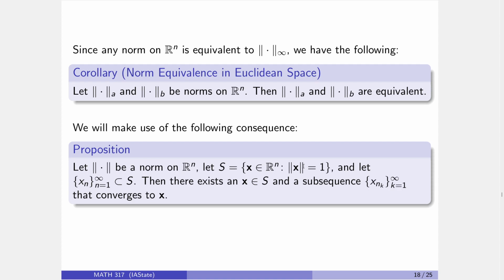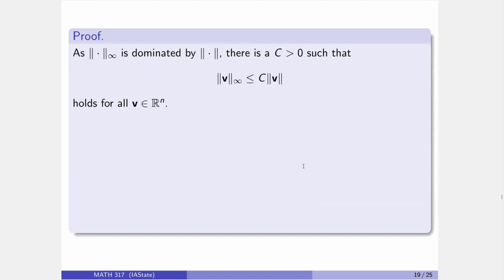Alright, and as always, when the math gods let us prove something, they want us to use it, so let's go ahead and use norm equivalence in Euclidean space to get an upgrade of our one result that sequences in the sphere have to have convergent subsequences, and here we see that it does not matter which norm you use. We proved it for the infinity norm, but it's good for any norm. And we're going to make use of this when we get to our next goal, which is matrix norms.